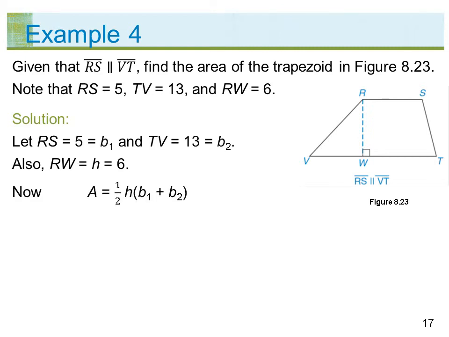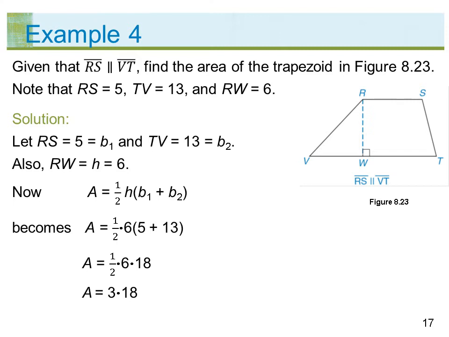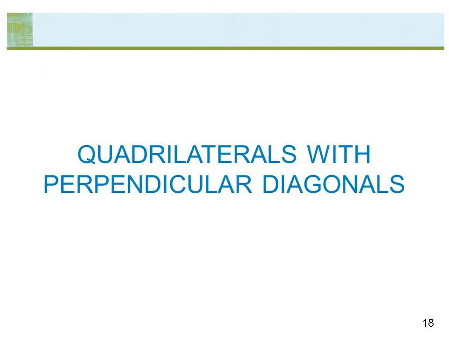Now, area equals 1/2 h times the quantity base 1 plus base 2 becomes area equals 1/2 times 6 times the quantity 5 plus 13. Area equals 1/2 times 6 times 18. Area equals 3 times 18. Area equals 54 units squared.